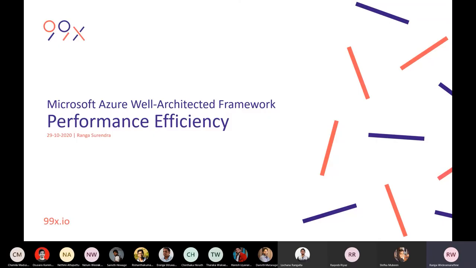Welcome to the Microsoft Azure Well Architected Framework. This is the performance efficiency session. So after the series of sessions, this comes as the last pillar of the Well Architected Framework.